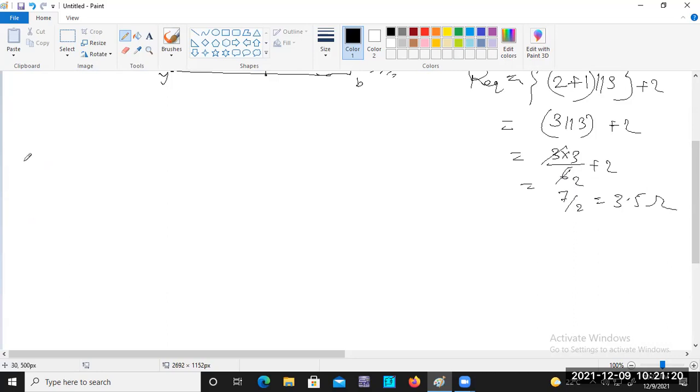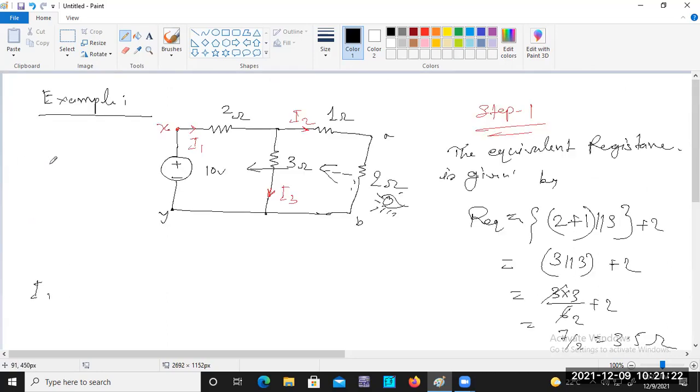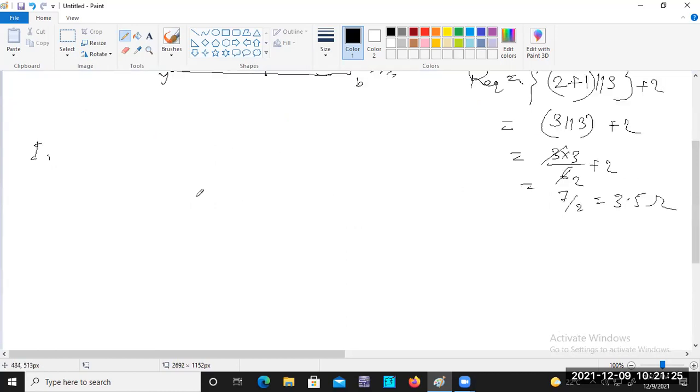Then I1, first we are selecting I1, I2, I3. If we apply the current division rule, this is the voltage source 10 volt, and it is the total equivalent current. And what is the branch current? Here is the main equivalent circuit, and I1 is this by the total current, which comes to 2.86 ampere, that is the total current.